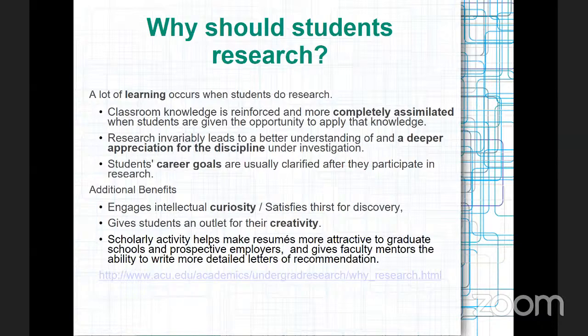Because if it's neither one of them, you tend to be like, why in the world am I doing this really hard project? Research can give you an outlet for creativity, and it can make your CV/resume more attractive. And if you do research well, you can give the tutor teaching you a good reason to write a good recommendation letter.